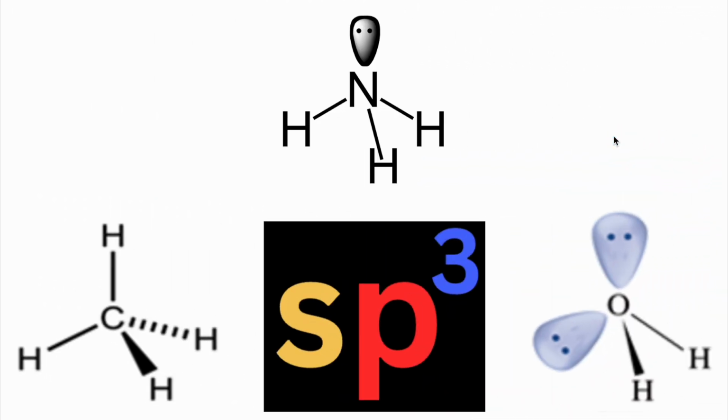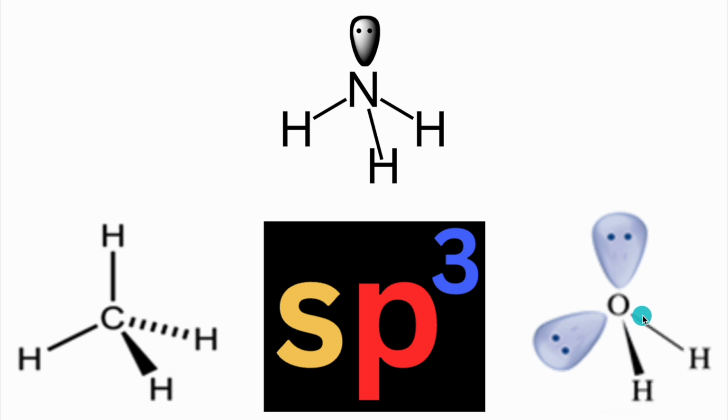I'd like to take a second to tell you how to easily tell if something is hybridized. The easiest way in organic chemistry is to count how many things are around this central atom. So in this case, there are 4 things around this carbon. It is all 4 bonded hydrogens. In this case, there are 4 things around this nitrogen atom, 3 bonded hydrogens and a lone pair.